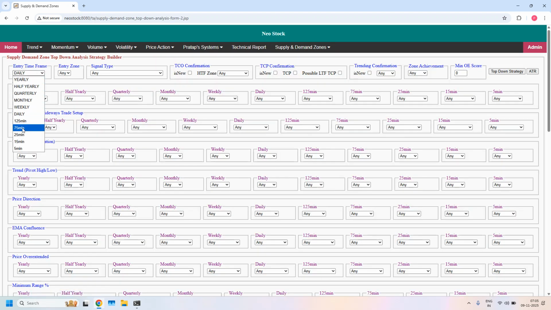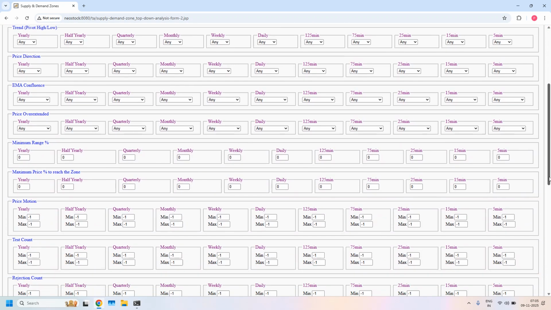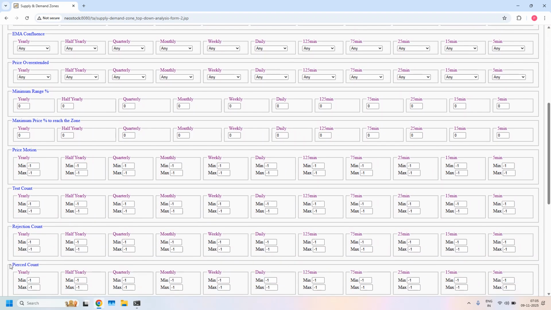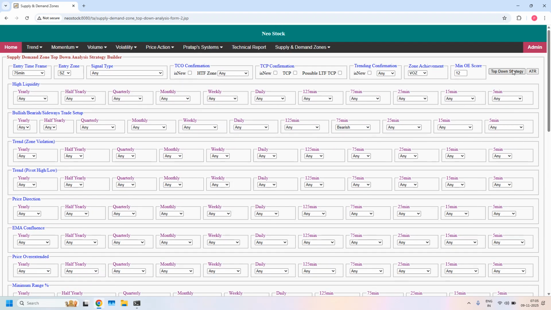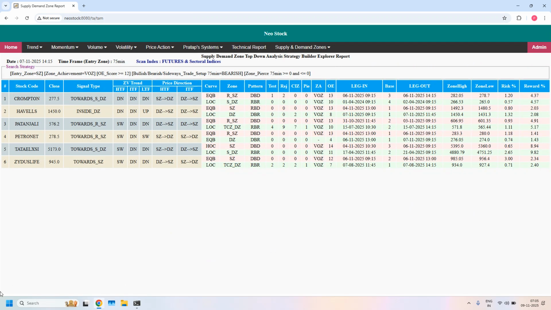Entry time frame zone is 75 minutes supply zone. And here in bullish or bearish at 75 minutes, I am selecting bearish. Zone achievement violated opposing zone. Minimum odd and enhanced score should be 12. And the 75 minutes supply zone should not be pierced. So in the pierced count parameter at 75 minutes time frame, I am setting minimum value 0, maximum value 0. So we got 6 stocks. All these 6 75 minute supply zones are supporting the bearish trade setup for weekly income trade.